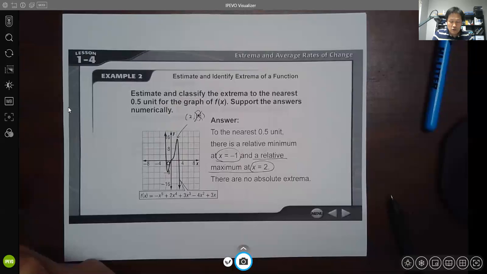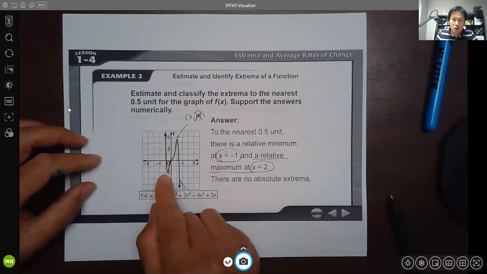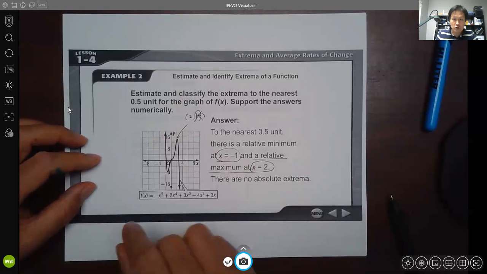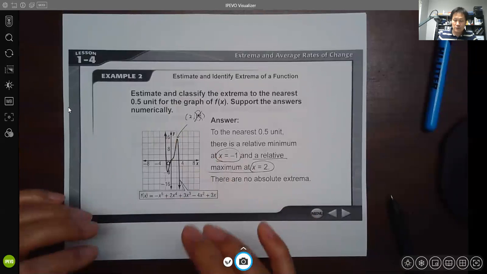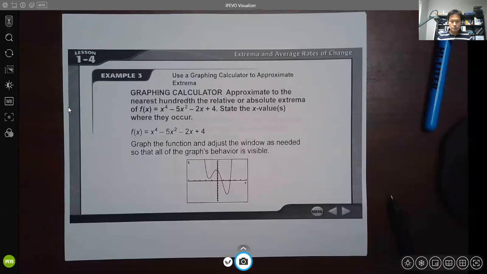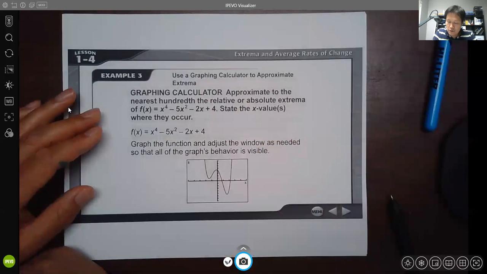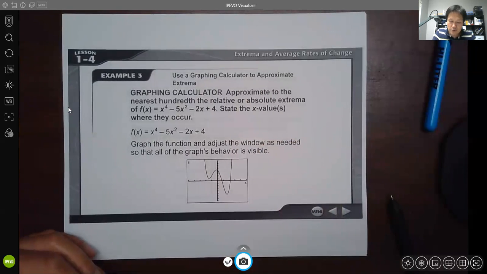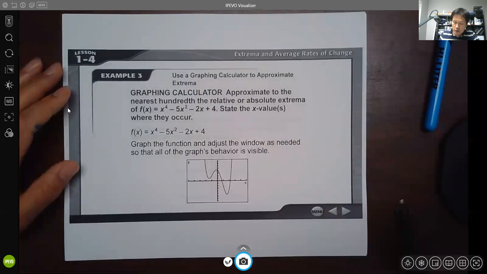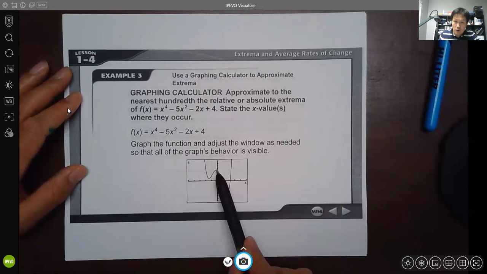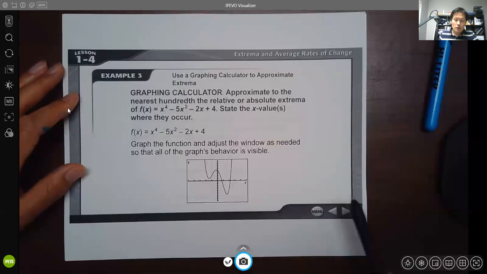If you have a graphing calculator, you can graph it, and there is a function called minimum, maximum. You can use your graphing calculator to find the exact value. Okay, graphing calculator. Approximate to the nearest hundredth relative or absolute extrema. So if you look at it, we should have a relative maximum here, relative minimum here.